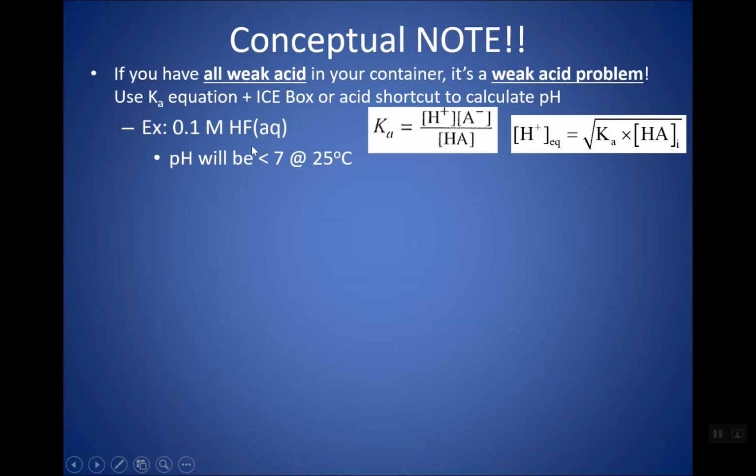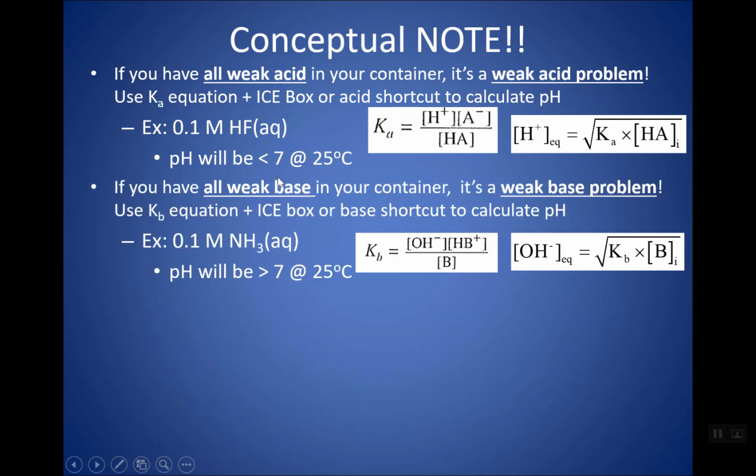Now, opposite, if you have all weak base in your container, it's a weak base problem, and your pH is going to be greater than 7. So something like 0.1 molar NH3. If I don't add a source of NH4 plus, the conjugate, it's not going to function as a buffer. It's not going to resist pH changes. It is going to have a pH higher than 7.